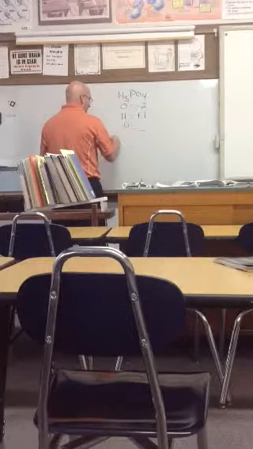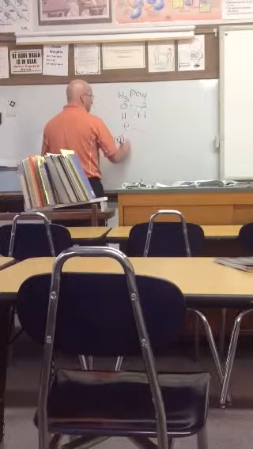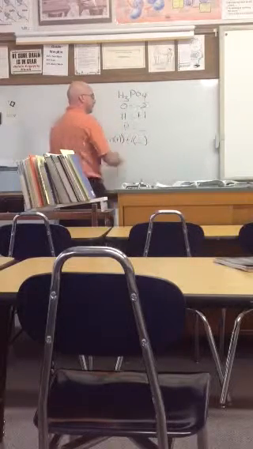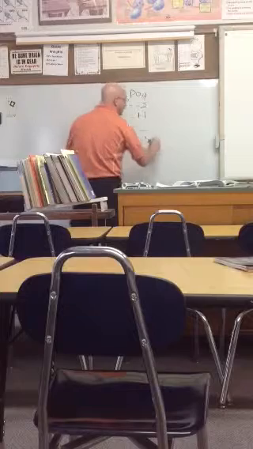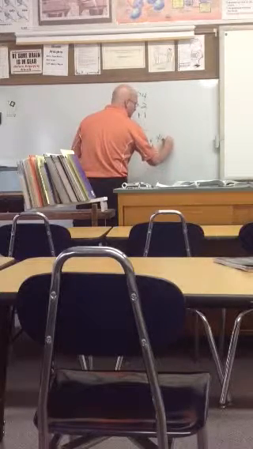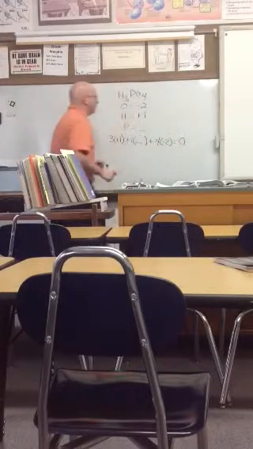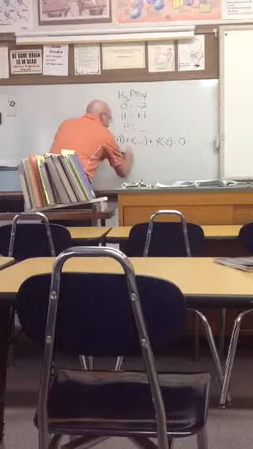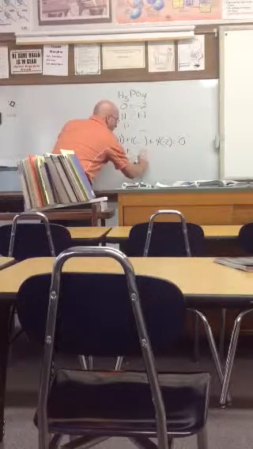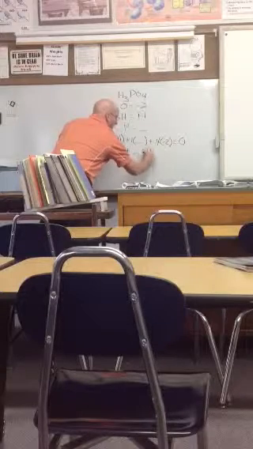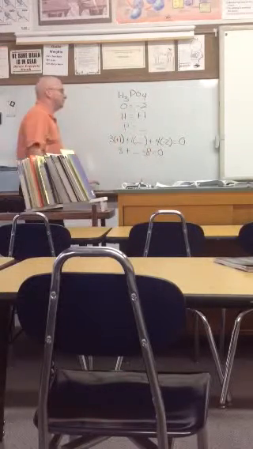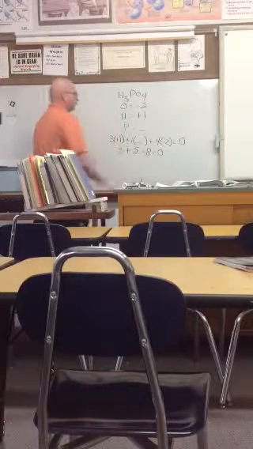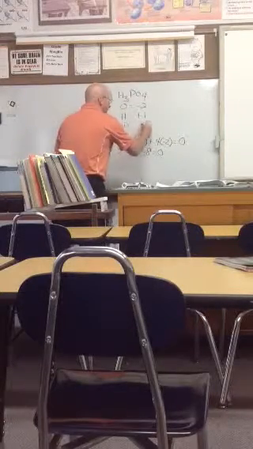I know I have 3 hydrogens with a +1, plus 1 phosphorus with an unknown charge, plus 4 oxygens, each of them with a -2 charge, has got to be 0 because it's a neutral molecule. Well, that leaves us with 3 plus the unknown minus 8 has got to be 0. Well, the only thing the phosphorus then can be is 5. So phosphorus is a +5.